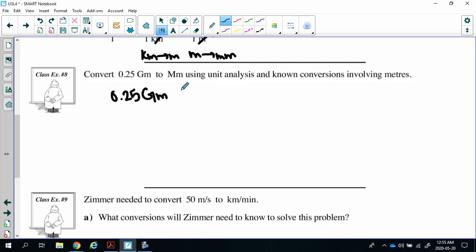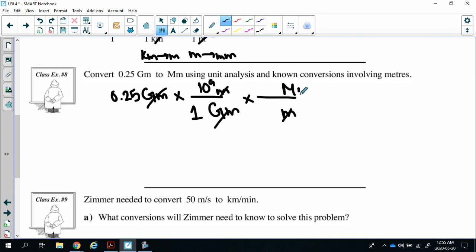Okay, class example 8 says convert 0.25 gigameters to megameters using unit analysis and known conversions involving meters. So here what you want to do first is convert it to meters. So usually want to go there, make sure your gigameter is on the bottom, meters is on the top. 1 gigameter is 10 to the 9 meters, and now I convert my meters to my megameter. So meters on the bottom so they can cancel. Megameters on the top, which is what I want to find. 1 megameter is 10 to the 6 meters, so you're left with 250 megameters.